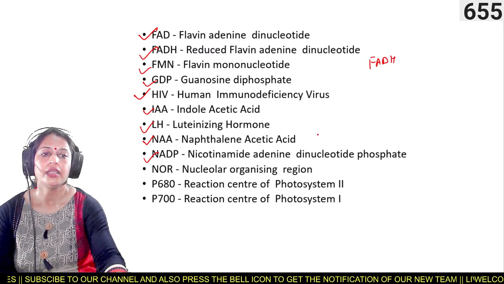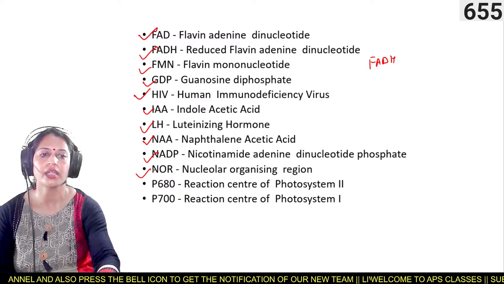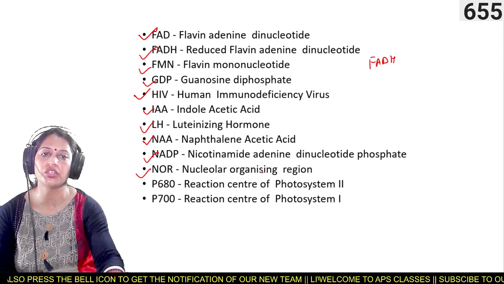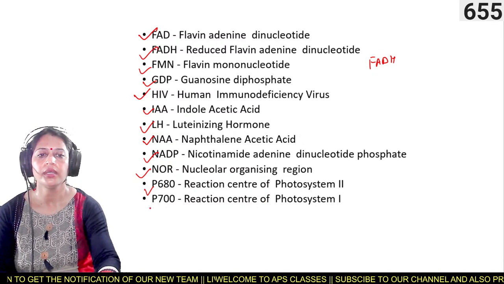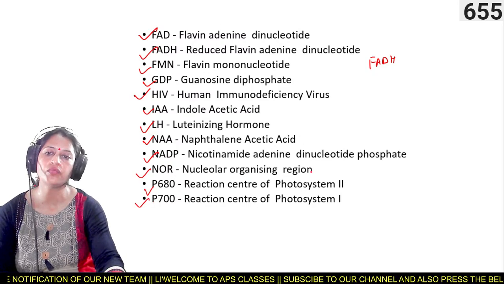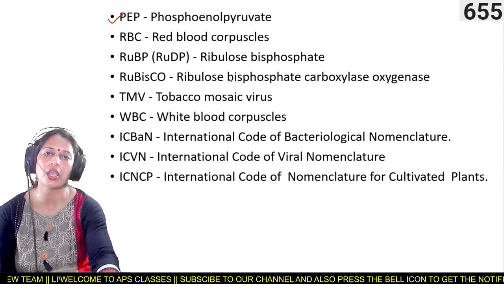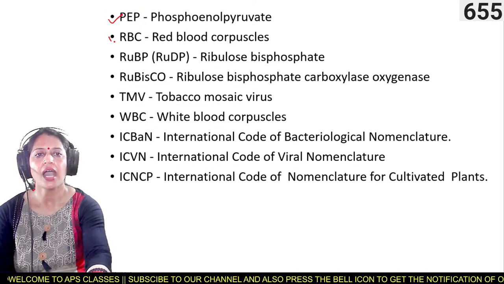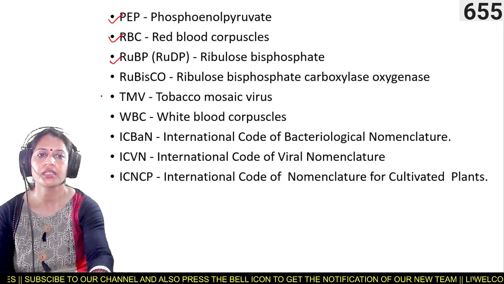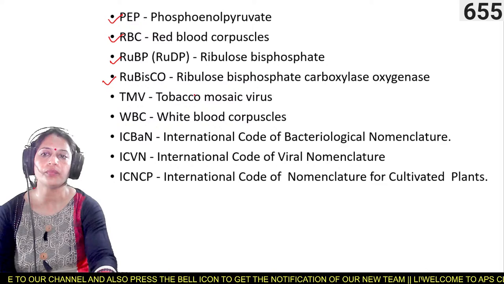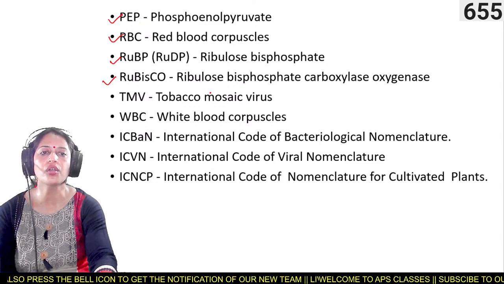NADP, nicotinamide adenine dinucleotide phosphate. NOR, nucleolar organizing region. P680, reaction center of photosystem 2. P700, reaction center of photosystem 1. PEP, phosphoenol pyruvate. RBC, red blood corpuscles. RuBP, ribulose bisphosphate. RUBISCO, ribulose bisphosphate carboxylase oxygenase.